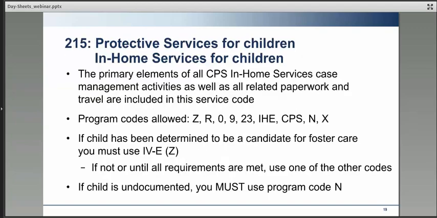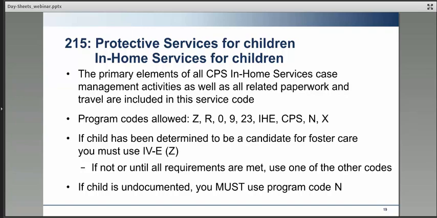So now we're moving into our next service area. This is 215 or in-home services. Again, the 215 service code includes all the elements of the in-home services case. The case management activities, paperwork, and travel are related to this service code. The program codes that are allowed are Z, R0, 9, 23, IHE, CPS, N, and X. And so you'll notice there are some new ones in there, and we'll talk about those as we go forward.